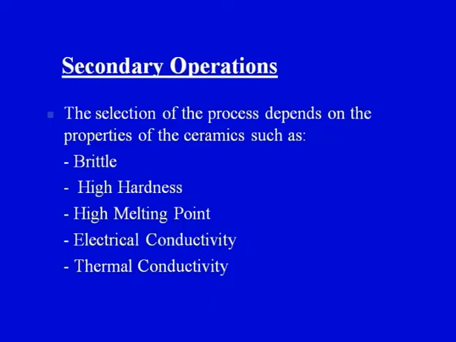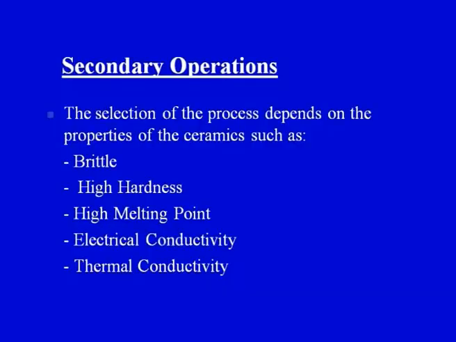Now, what are the secondary operations that we will see in the next slide? But before understanding that, we should understand what properties of the ceramics have to be kept in mind before advocating the use of certain secondary machining operations. The selection of the secondary process that we have to carry out on the ceramic products depends upon the properties of the ceramics. Which properties have to be taken into account before selecting a particular secondary operation? Those are highlighted on your screen.